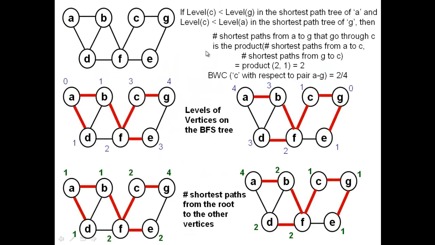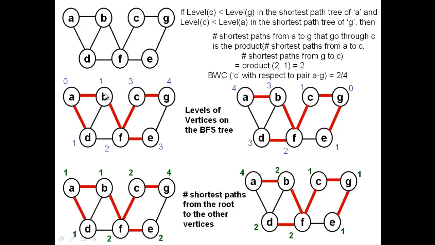So why we did this? So once we find the level numbers, what we have to find is the number of shortest paths from the root to the other vertices. So from the root to itself, which is A, in this case, on the shortest path tree rooted at A, the number of shortest paths from the root to itself is 1. And once we get that, we can use the rule that we just described to find the number of shortest paths from the root to any other vertex. So we have to go through the vertices based on the level numbers.